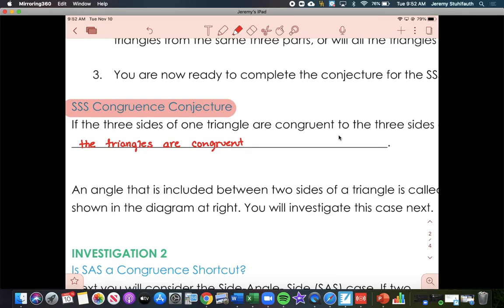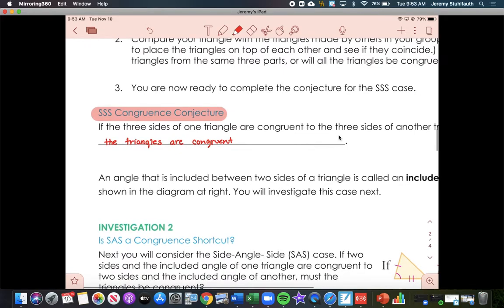And that's your conjecture. If you think about it, if they're congruent, then that means the three angles are congruent as well, because if two triangles are congruent, they're the exact same size in side length and in angles. So side, side, side. If you have three sides that are congruent on both triangles, then you have congruent triangles.